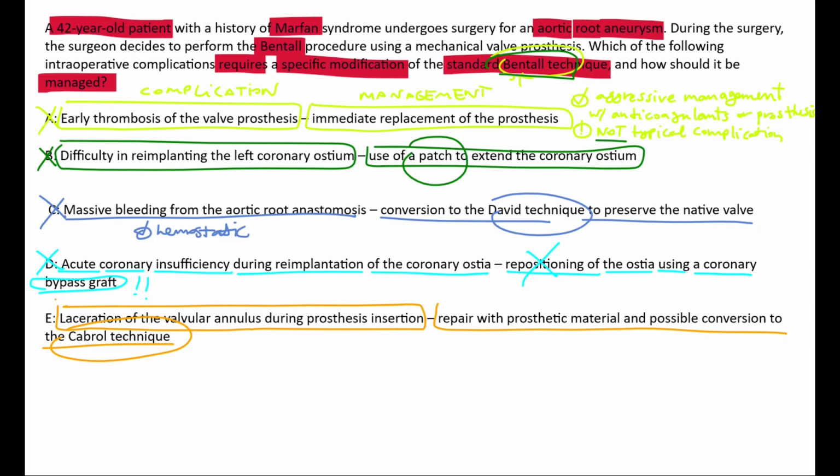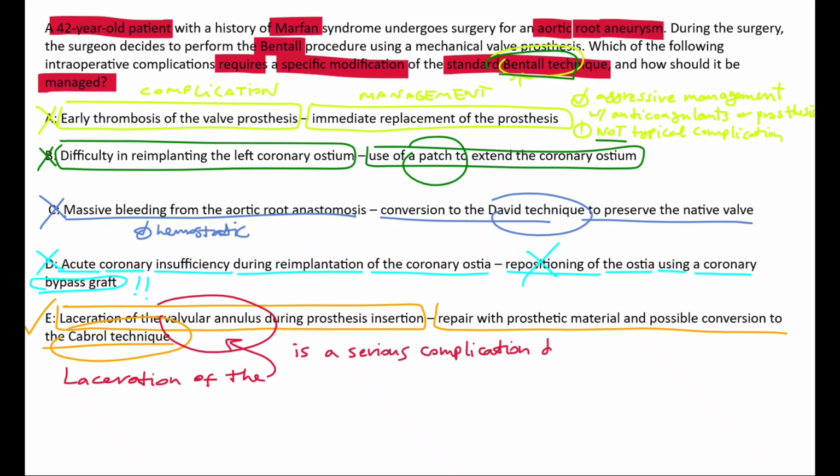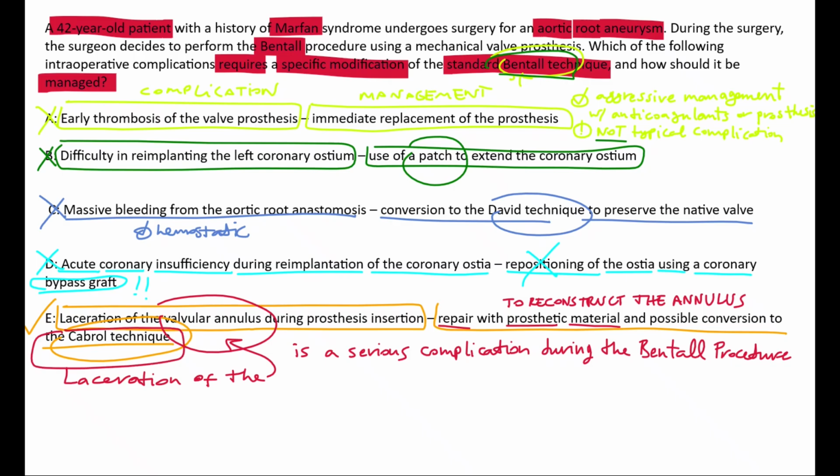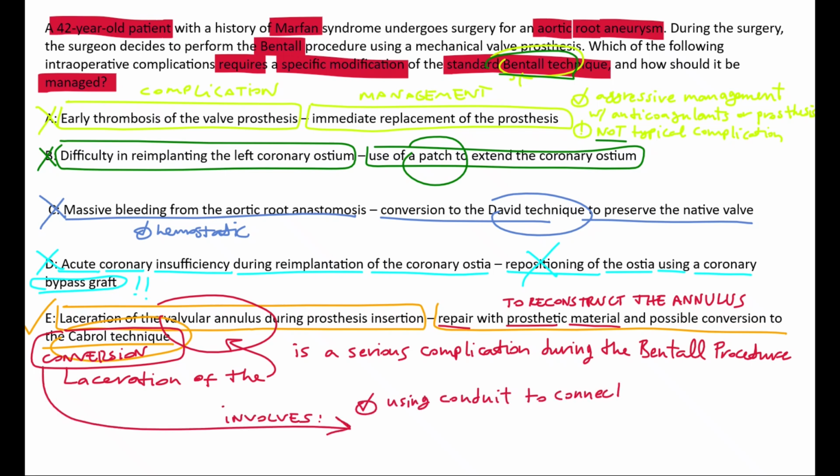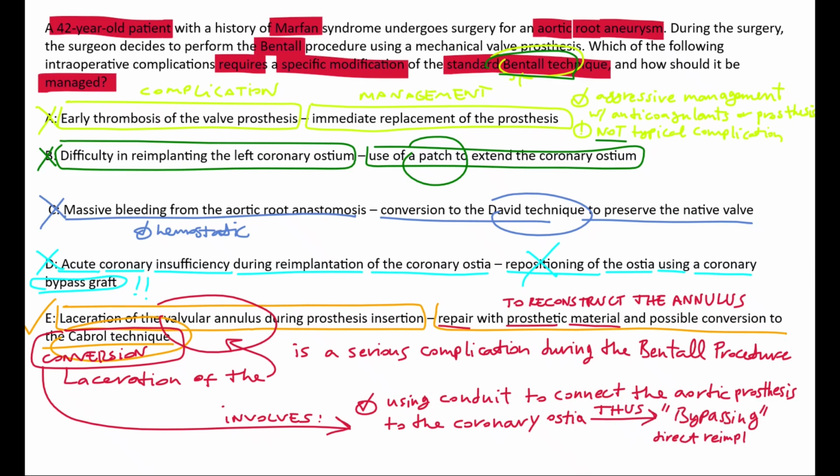So yes, this is about right, because laceration of the valvular annulus is a serious complication during the Bentall procedure. This may require complex repair using prosthetic material to reconstruct the annulus itself. In severe cases, it may be necessary to convert the procedure to the Cabrol technique, which involves using a conduit to connect the aortic prosthesis to the coronary ostia, bypassing the difficulties of direct reimplantation.